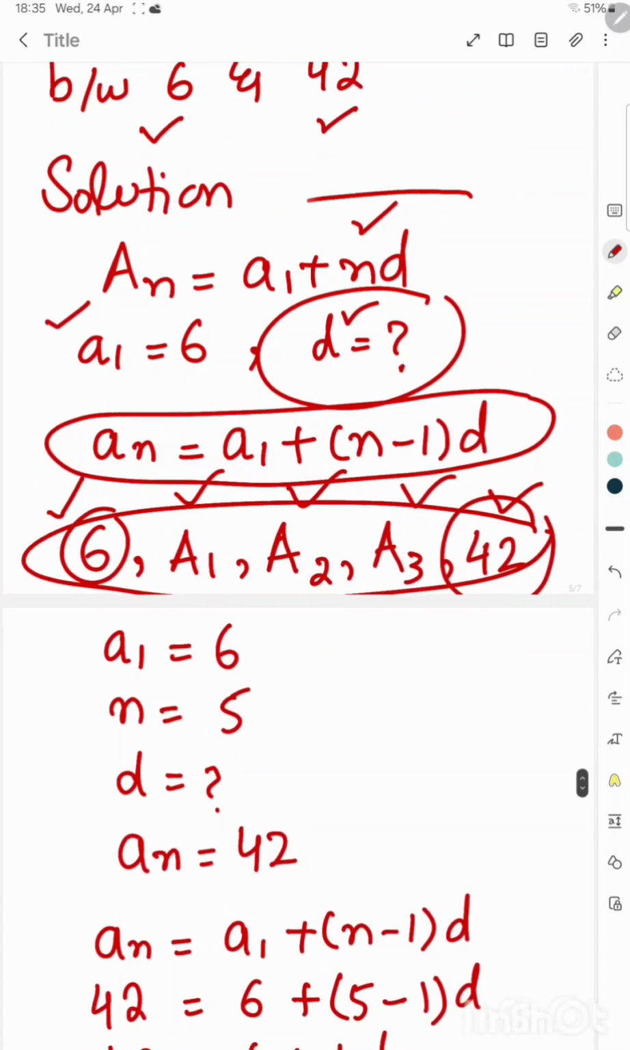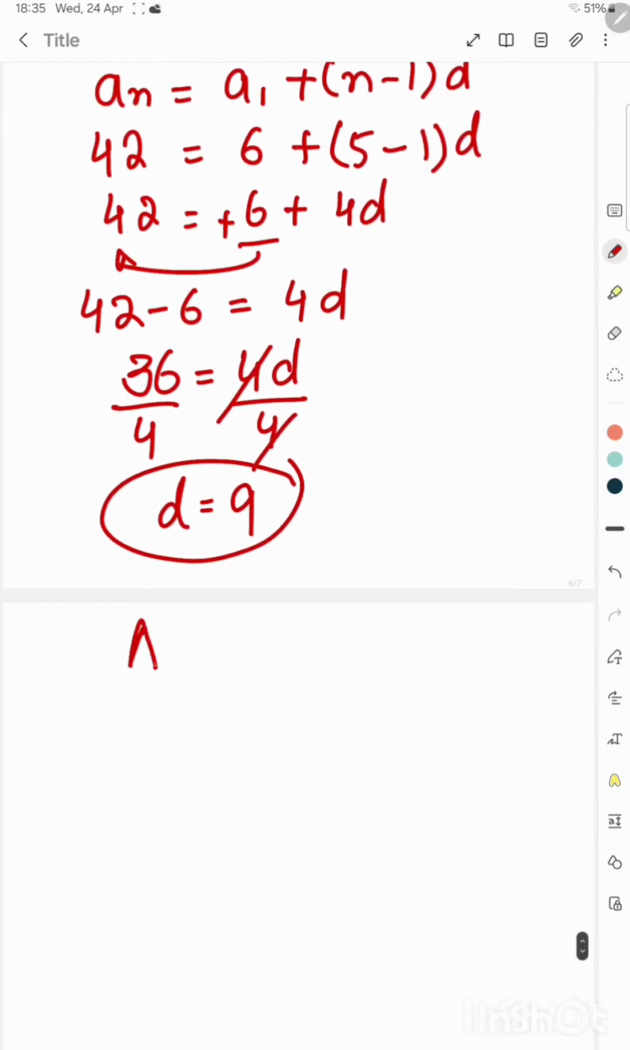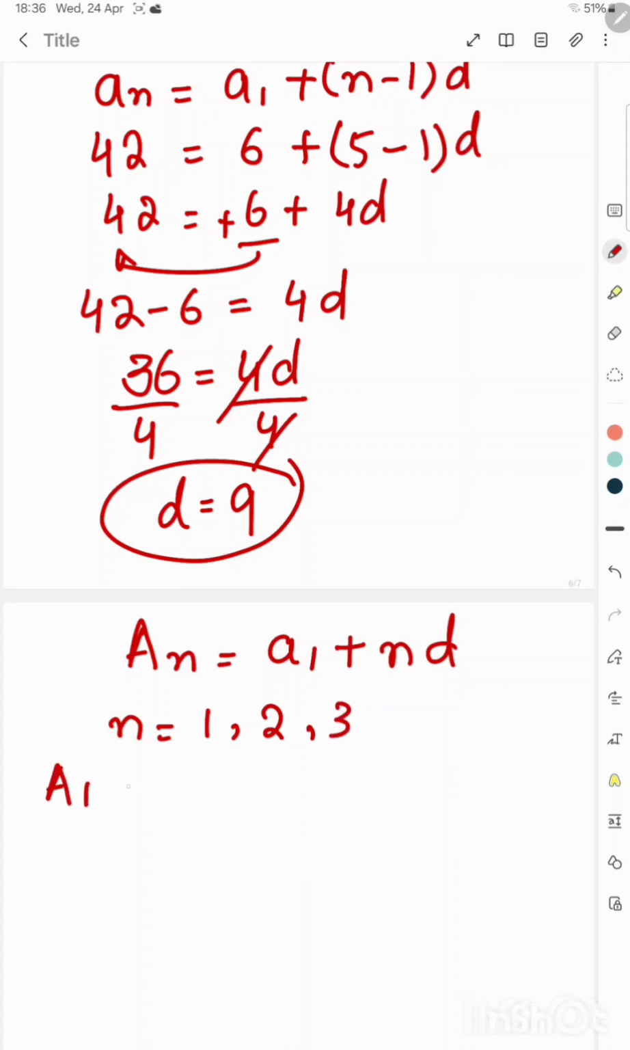So what is the insert arithmetic mean formula? It was an is equal to a1 plus nd. Just write it here. An is equal to a1 plus nd. Okay, now as we have to find 3 arithmetic means, put n is equal to 1, 2, 3. So here we get a1 for the first arithmetic mean.